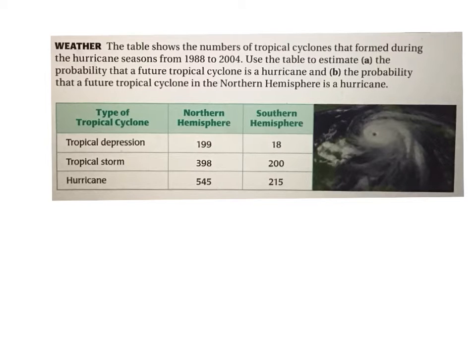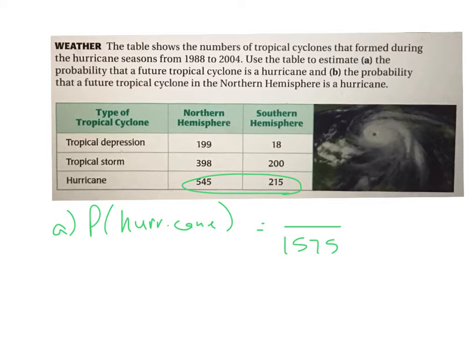So the first part, A, is just asking you the probability that it's a hurricane. That's basically all it's asking you, because in the northern hemisphere, sorry, that's the second part. So I'm going to count the total number of storms in the whole thing, northern and southern hemisphere, and I get 1575. And then I'm just going to count hurricanes only, which is this column, that row right there. Add those two together, get 760, and that's it. Or actually, it would reduce. Let's just go decimal and say it's 0.483. All right, so it's the probability that it is a hurricane with no conditions on it, just that it's a hurricane.